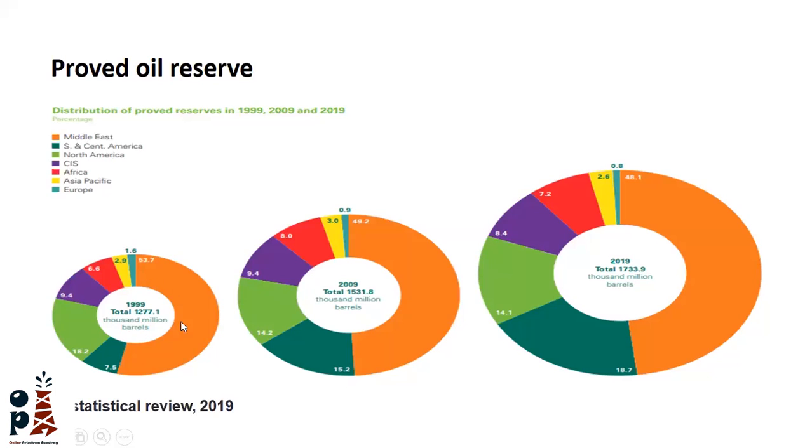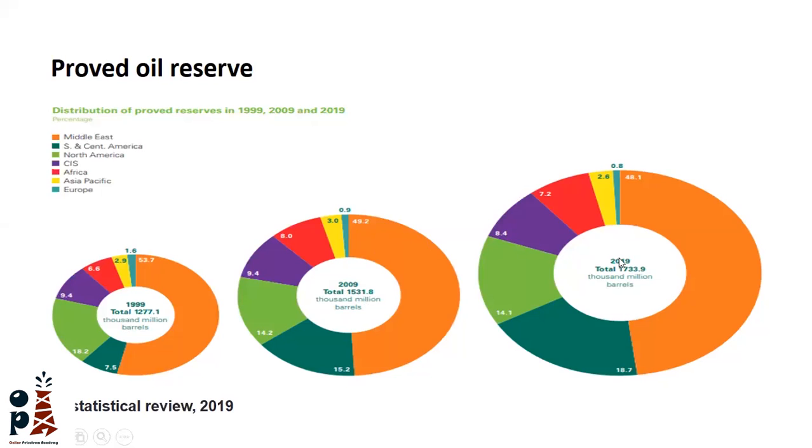As the majority of the reserve is in the Middle East area. Then we talk about the North America area, which is 18%. And then we talk about the CIS, which is the former Soviet Union, almost 10% of the total reserve. Then the reserve increased in 2009. We talk about 100,000 million barrels. And again, the Middle East has the majority of the reserve.